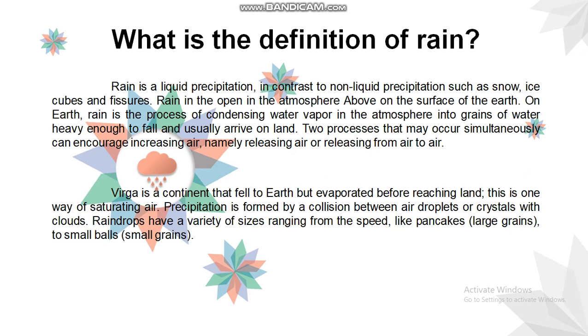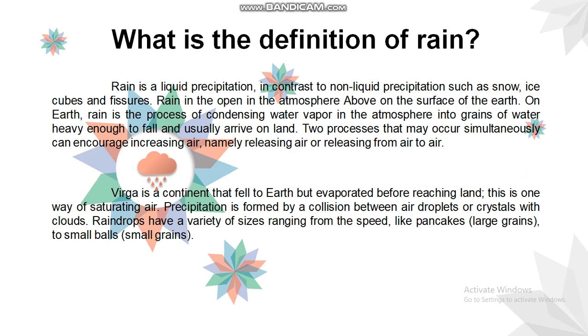What is the definition of rain? Rain is a liquid precipitation, in contrast to non-liquid precipitation such as snow, ice caps, and fissures. Rain falls in the atmosphere above the surface of the earth. On earth, rain is the process of condensing water vapor in the atmosphere into grains of water heavy enough to fall and usually arrive on land.